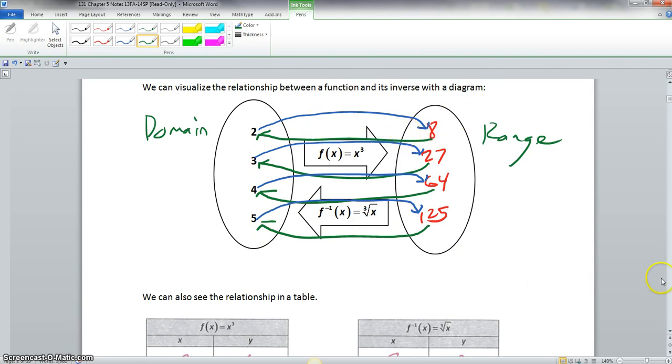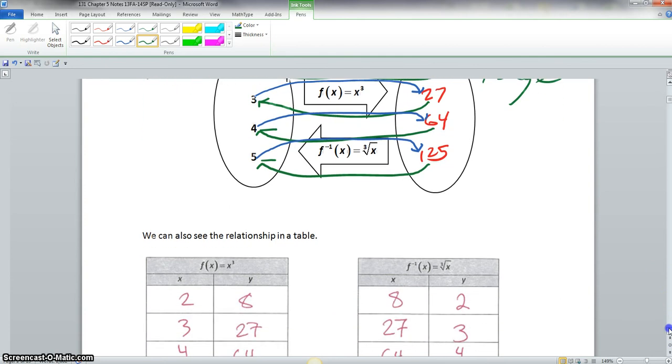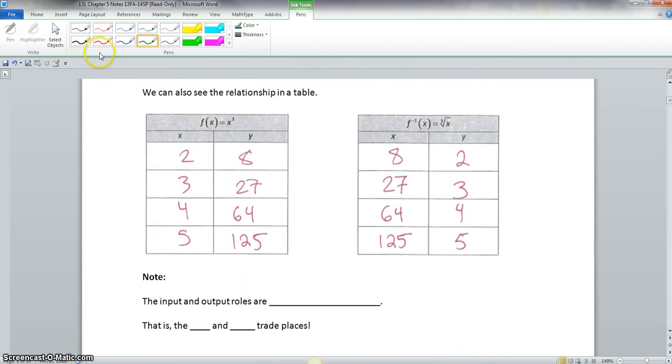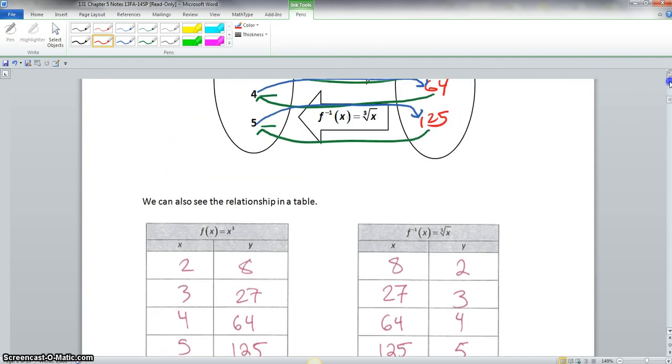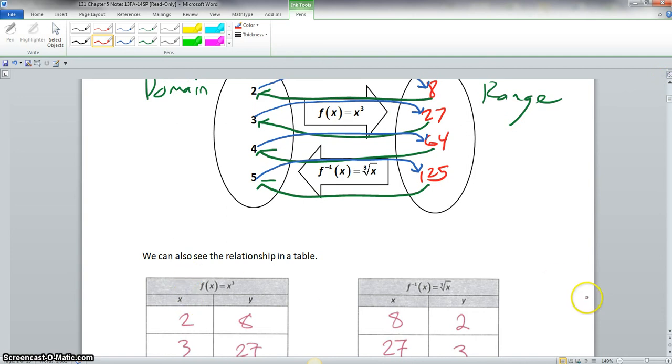Now we scroll down. Now if you notice here, we have another chart here. It says we can also see the relationship in a table. We have f of x is equal to x cubed, and we can substitute in some values here, 2, 3, 4, 5. And we know 2 to the third power is 8, 3 to the third is 27, 4 to the third is 64, and 5 to the third is 125, which is what we had up here in the diagram. We just rewrote it in a table this time.